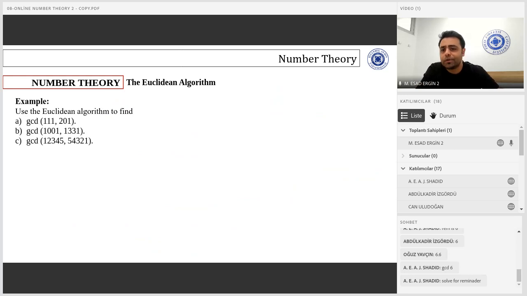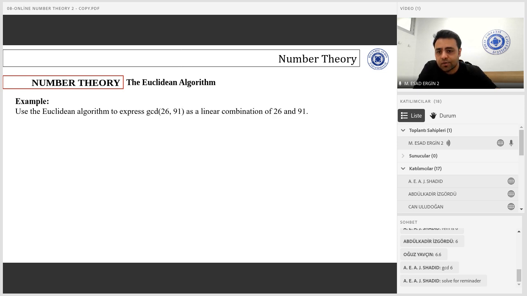Okay, we can continue with this one, and also these are for practice for you. I think you just got the idea. That's why there is no need to solve and no need to take our time here. It is the same. Use the Euclidean algorithm to express the greatest common divisor. It is very easy. Actually, you can do it in a minute, I guess, because we are going to take 91 equals 26. How many times do we have 26 inside of this 91?